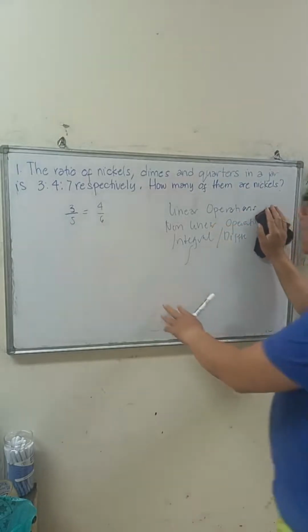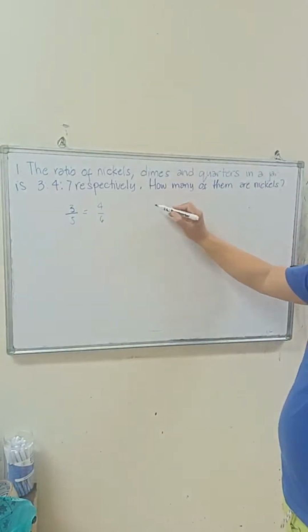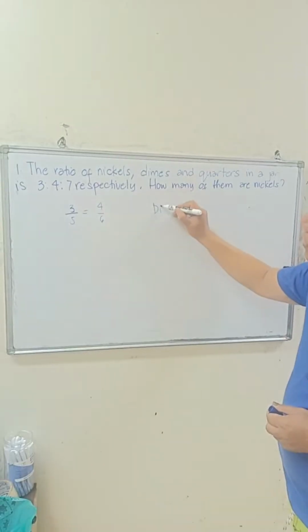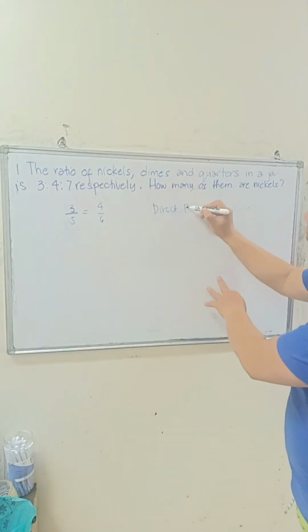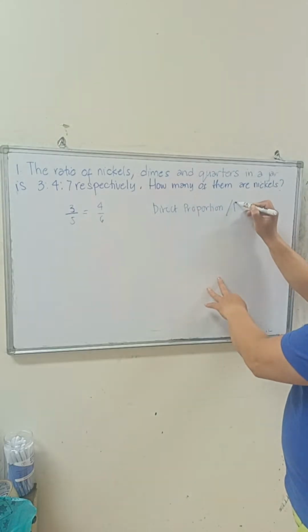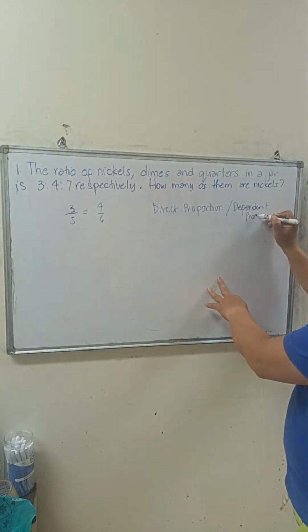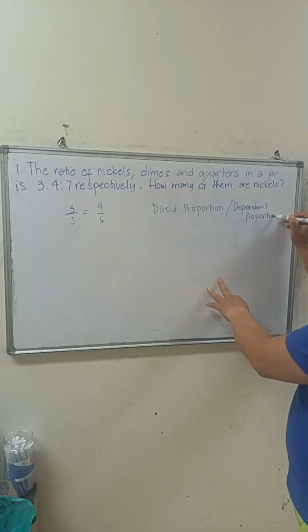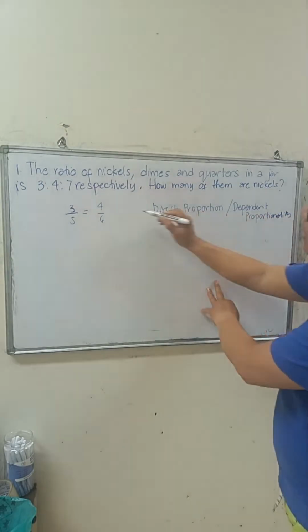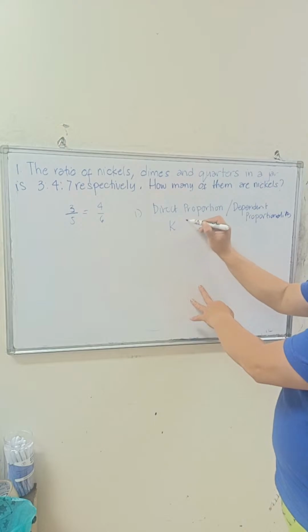Now, the three types. The first is direct proportion, also called dependent proportionality. And this is equation number 1. This is denoted in the equation as K is alpha, or directly proportional to, let us say, variable S.